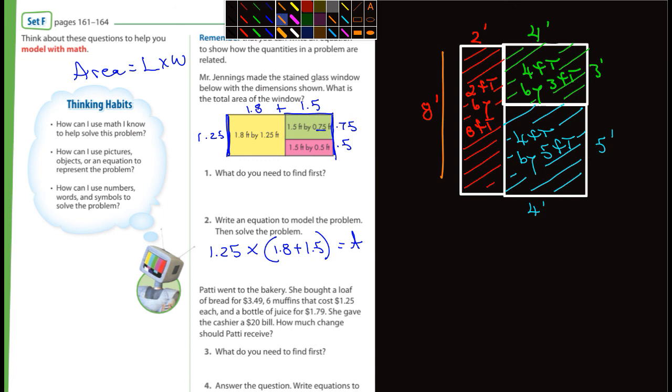8 feet. And then what's this length here? Well, that's going to be 6 feet. So what's the formula for area? Area equals length times width. And so what are we talking about? 8 feet by 6 feet. All right? And if you know what 8 by 6 is, then you should know what the area is.